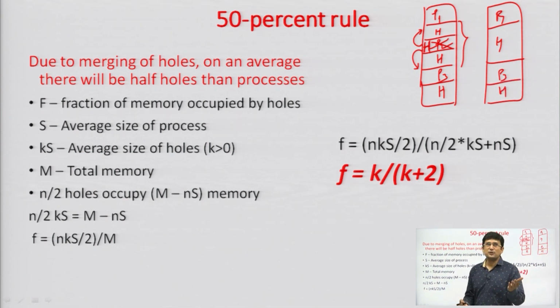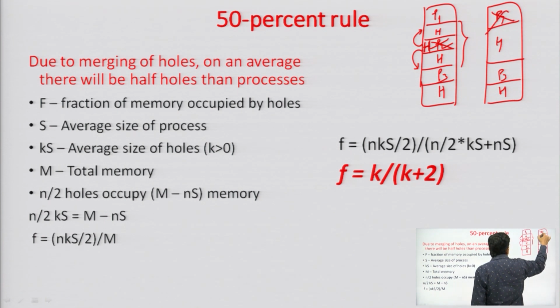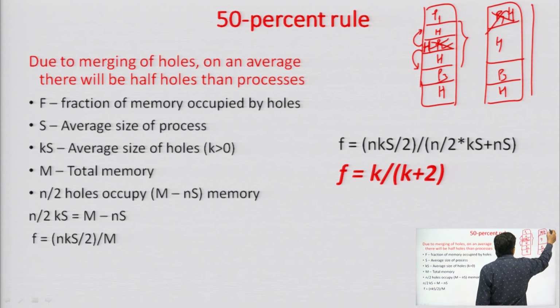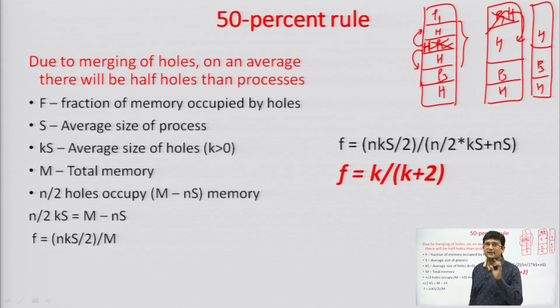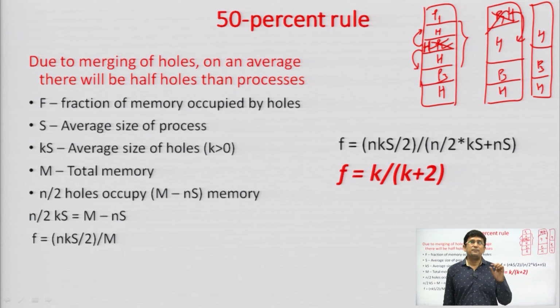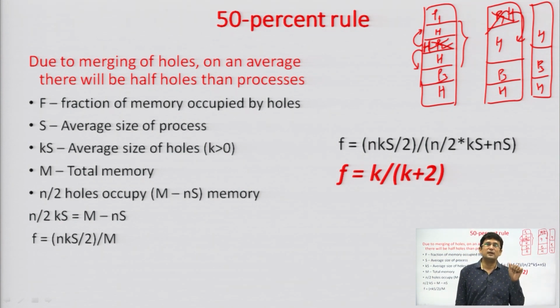Let us say P1 process also completes. When P1 process completes, this will again be converted to a hole. So, we will merge the hole adjacent to that. So, these two holes will be merged. So, a bigger hole is created and then a P3 process and then a hole. So, here it is noted that the holes are getting merged with each other, and due to the merging of the holes, we will say that on an average there will be half as many holes as processes.